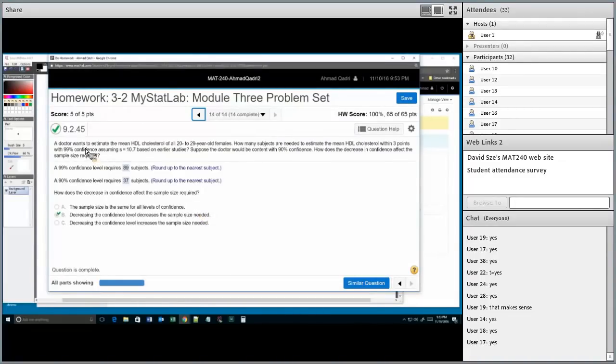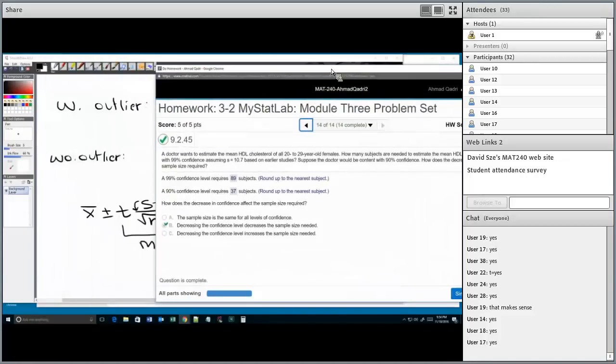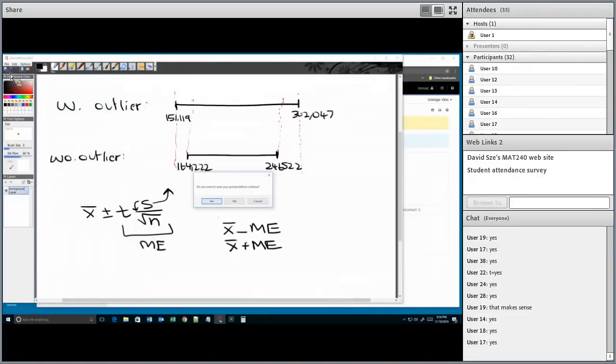So a doctor wants to estimate the mean HDL cholesterol of all 20 to 29-year-old females. How many subjects are needed to estimate the mean HDL within 3 points, 99% confidence, when your standard deviation is this? Okay, so let me just write down all this data.